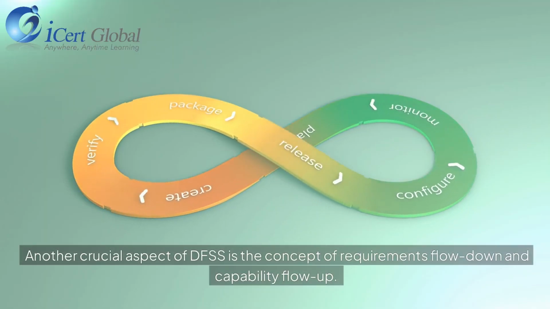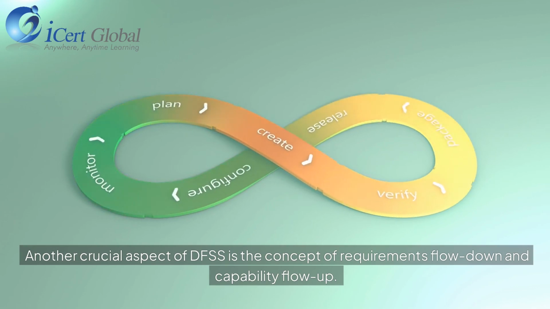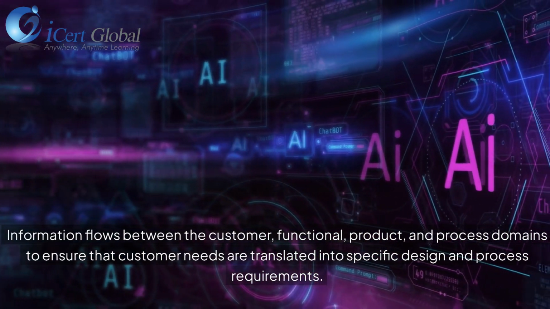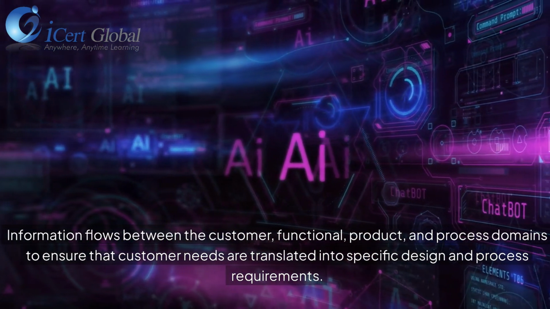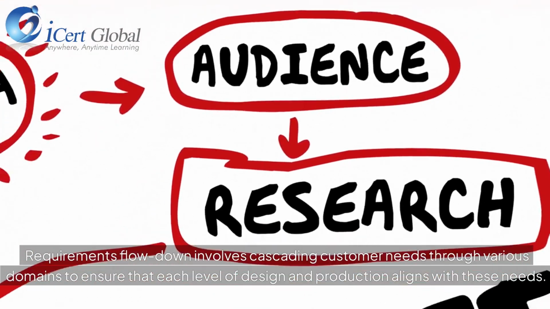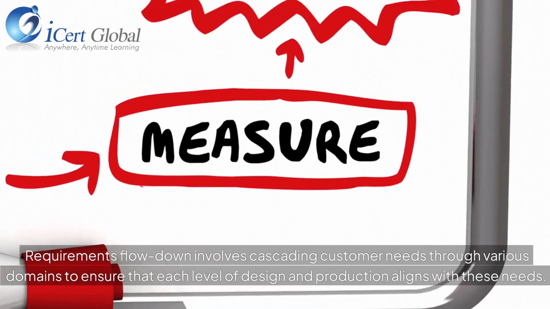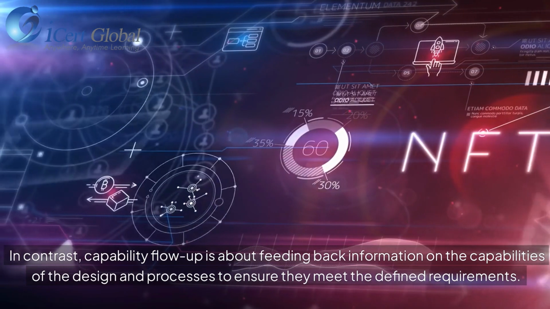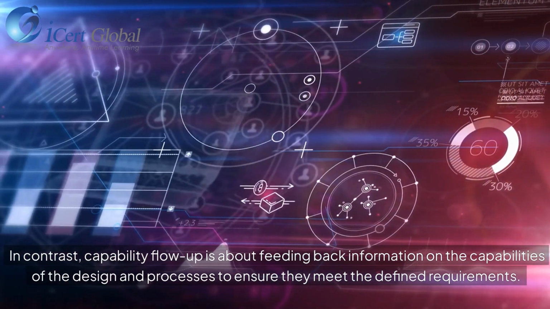Another crucial aspect of DFSS is the concept of requirements flow down and capability flow up. Information flows between the customer, functional, product, and process domains to ensure that customer needs are translated into specific design and process requirements. Requirements flow down involves cascading customer needs through various domains to ensure that each level of design and production aligns with these needs. In contrast, capability flow up is about feeding back information on the capabilities of the design and processes to ensure they meet the defined requirements.